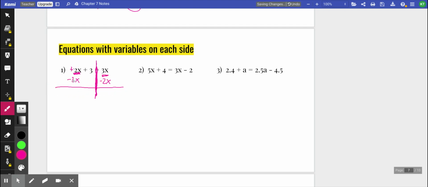Right, so positive 2x and negative 2x cancel. So I'm left over here with a 3. 3x minus 2x is 1x. So I'm actually done solving right there, right? It's 1x equals 3. I've isolated the variable.